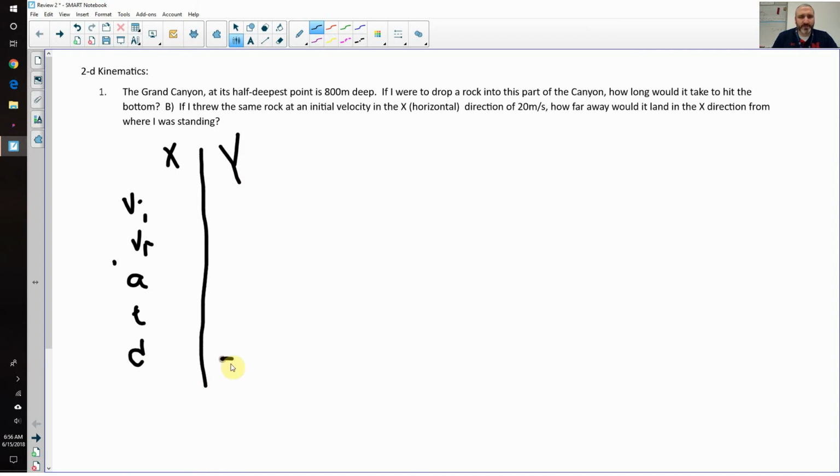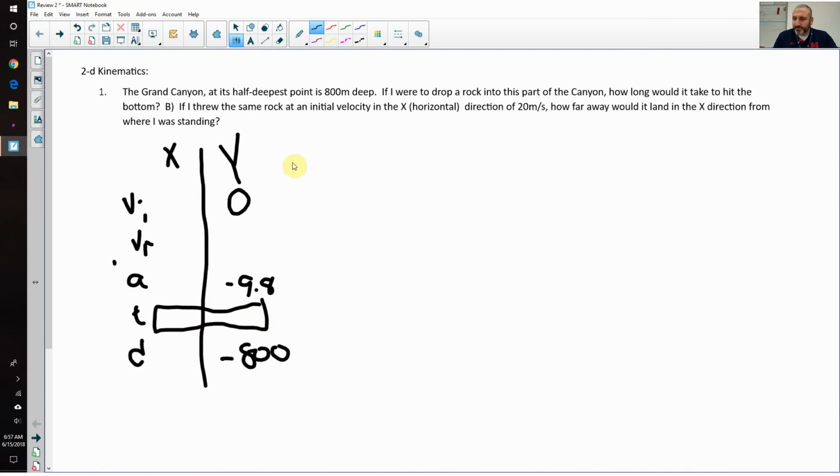So we know the displacement is going to be negative 800 meters. We know the acceleration is going to be negative 9.8 meters per second squared. We know the initial velocity in the y dimension is going to be 0 meters per second. And if you remember doing this back in class, the time in the y, if we can figure that out, is going to be the time in the x. And then from there we can figure out where it's going to go. That's why we ask you first how long it's going to take to hit the bottom, so you can look for it in the y, and then hopefully remember that the time in the y is going to equal the time in the x.